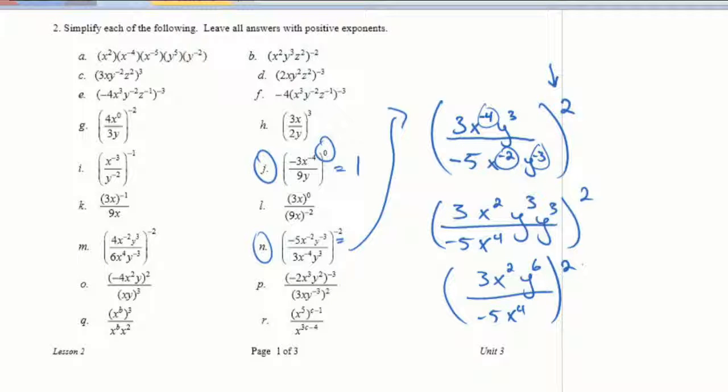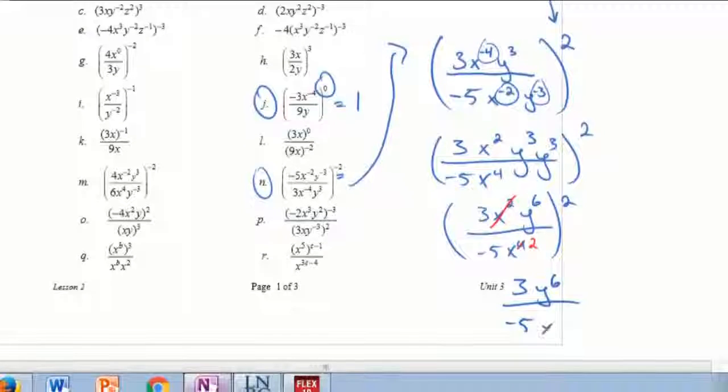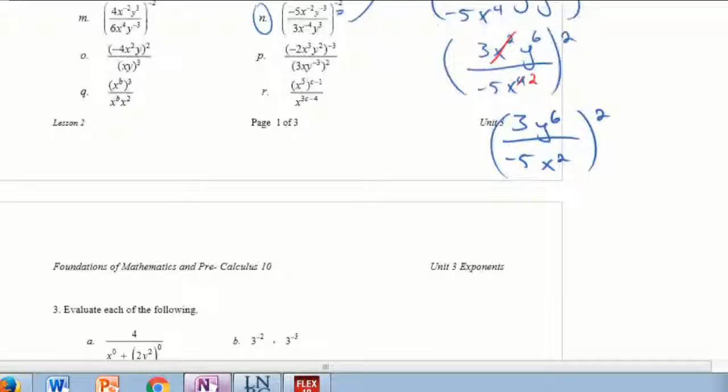And then I have my 2. So I have x's on the top and the bottom. I'm going to simplify those. I have 2 here. Those are going to cancel with 2 of those 4. I'm going to be left with 2. So I have 3. My x's are all gone here. I have y to the 6. -5x squared. Now everything gets the 2.